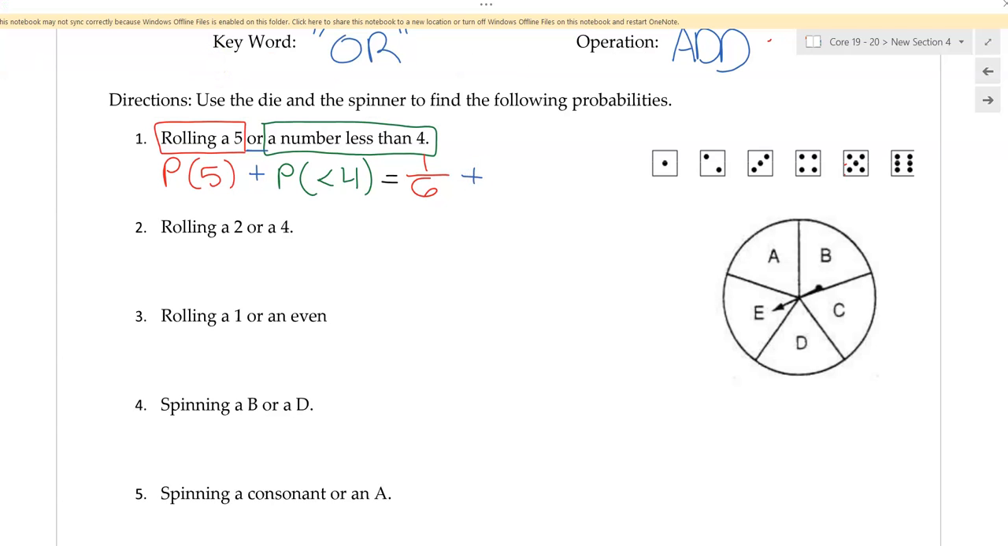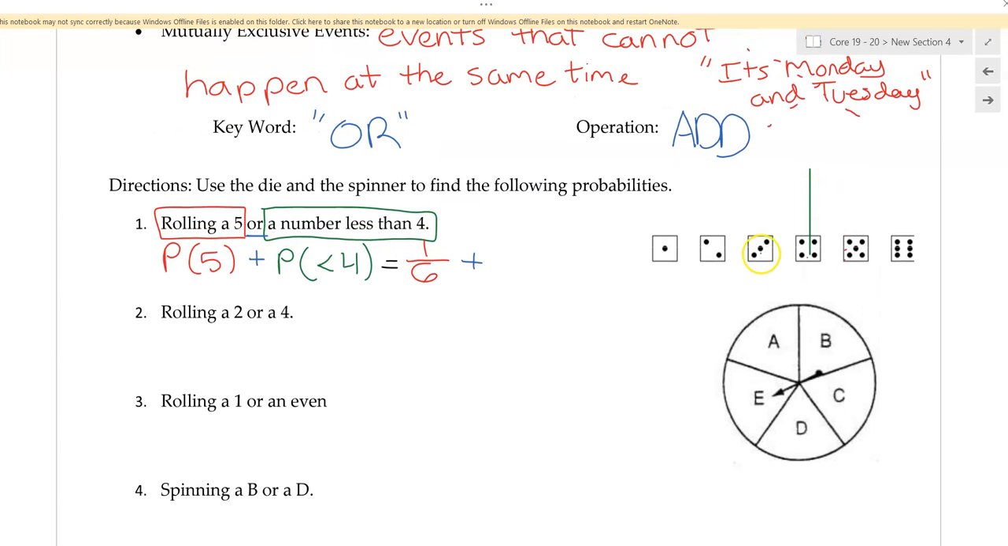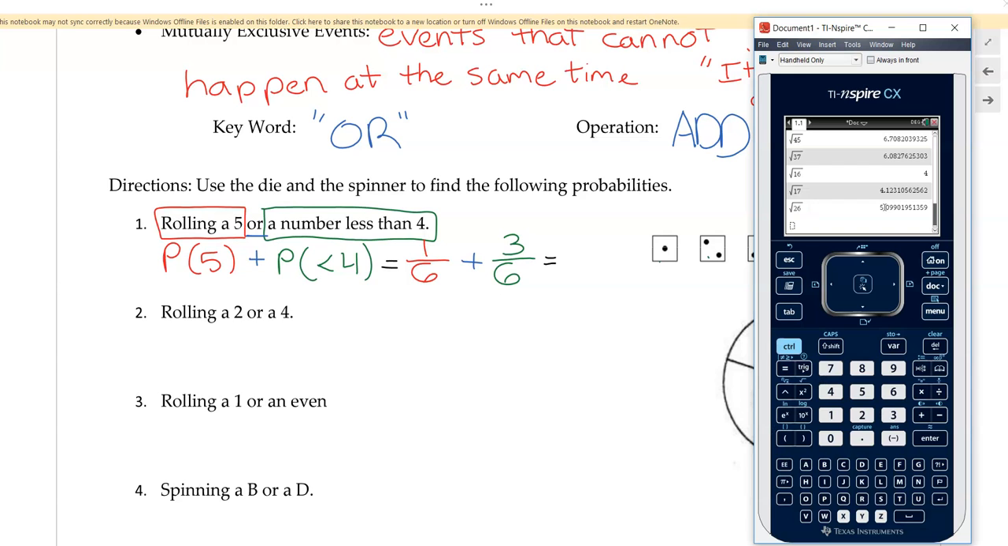My number is less than 4. Well, it's anything to the left of this 4, so there's 1, 2, 3 numbers less than 4. Again, you can use a calculator to add. This is 1/6 plus 3/6 is 4/6.